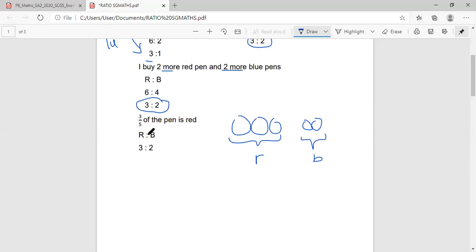So red to blue, the ratio is 3 to 2. In this case, this is the most simplified number. I cannot simplify it anymore. So this will be my ratio.